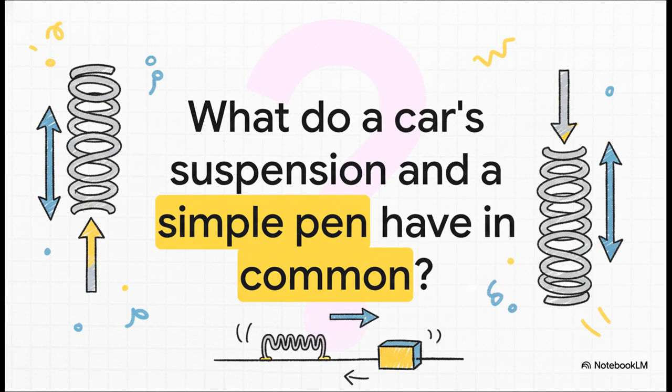So let me ask you this. What does a pogo stick, a car suspension, and even a simple clicky pen have in common? Yeah, the answer is springs, obviously. But it goes so much deeper than that. You see, they all operate on this single, incredibly elegant principle that governs exactly how they push and pull. And that's the principle we're here to unravel today.